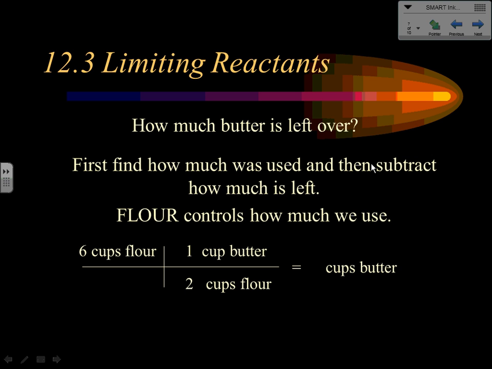So the equality would be 1 cup of butter used is equivalent to 2 cups of flour used. So 6 times 1 divided by 2, I use 3 cups of butter. So the first part, finding out how much was used. Remember, that's the dimensional analysis part. The second part, how much is left, which is really what I want to find as my final answer.